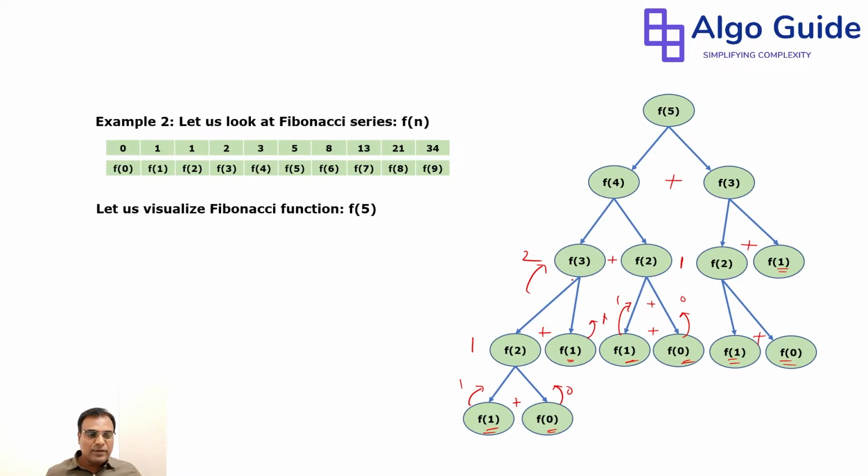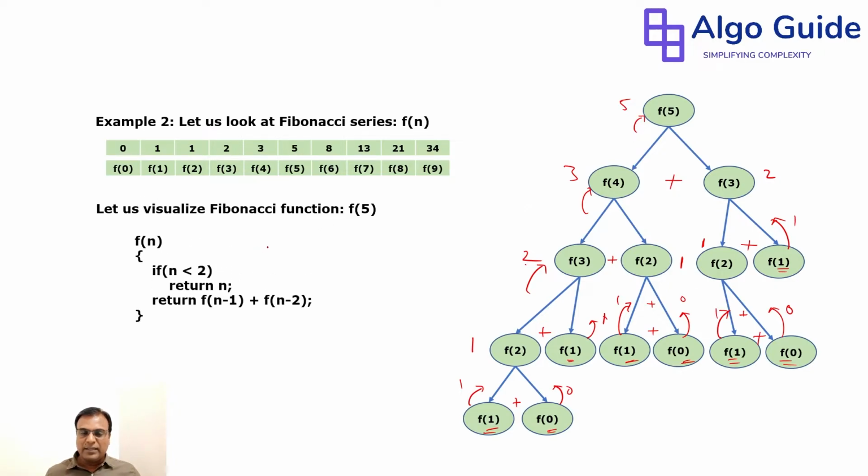Now f of 4 is f of 3 plus f of 2. That is 2 plus 1, so this will give us the value 3. Now when you look at the right subtree, f of 1 is a base condition, it returns 1. F of 0 returns 0, it's a base condition. 1 plus 0 will give you the value 1 for f of 2. And f of 1 is a base condition, it gives the value 1. So 1 plus 1, 2. So this gives 2. Now f of 5 is the sum of f of 4 plus f of 3. That is 3 plus 2, so this will give the value as 5.